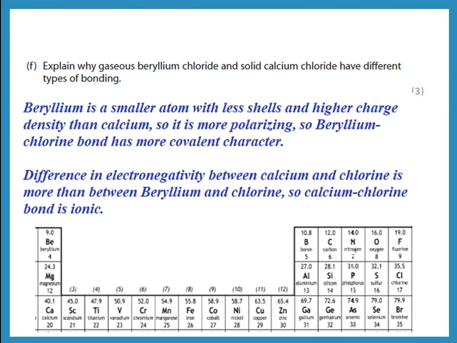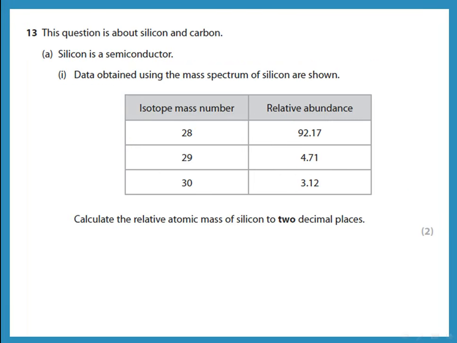The difference in electronegativity between calcium and chlorine is more than that between beryllium and chlorine, so the calcium-chlorine bond is more ionic, or has more ionic character.